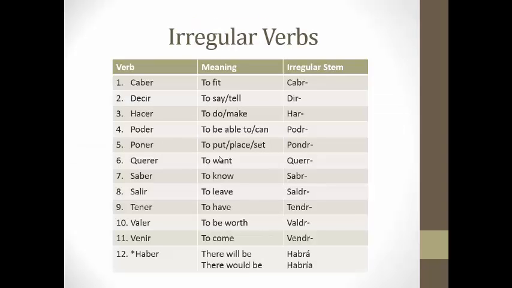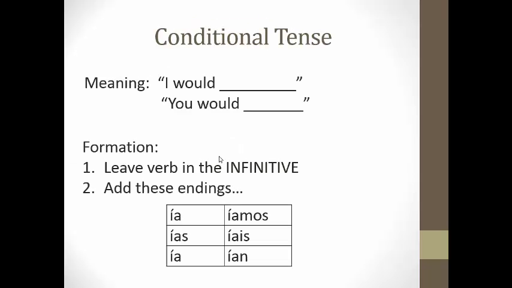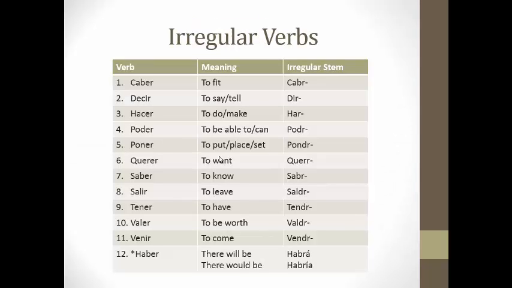When is that not the case? When can you not just leave the verb in the infinitive? That will occur with these 12 verbs that are irregular. You have this chart on your note guide, except you are missing these irregular stems. You'll have to fill those out as we go over them. So for these 12 irregular verbs, for example with caber, you can't just take caber and put the ending on the end. So for example, I will fit, it is not caberé, it is cabré.